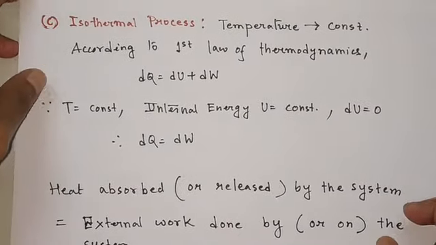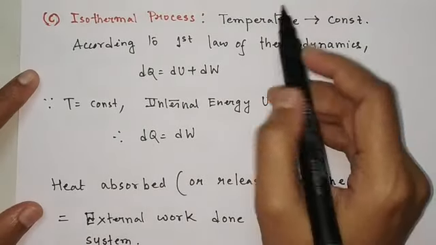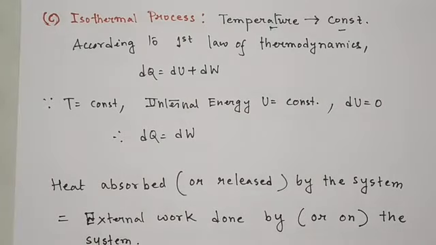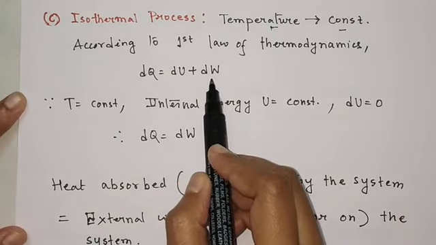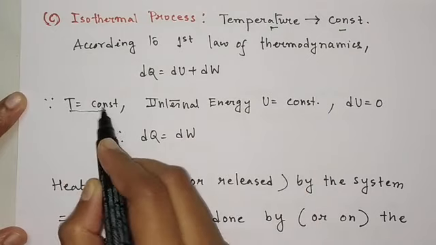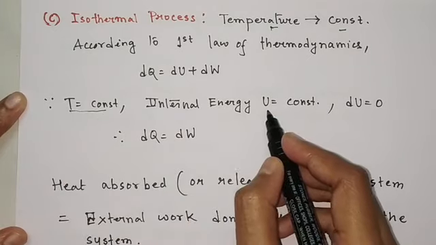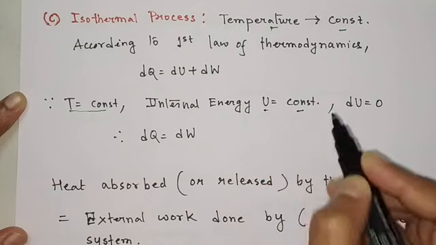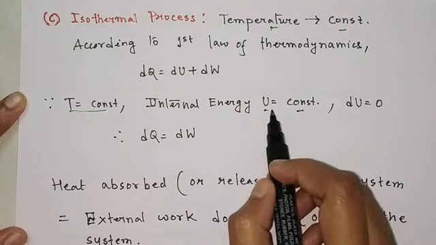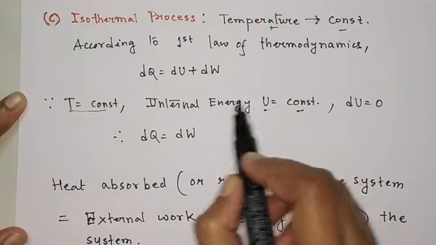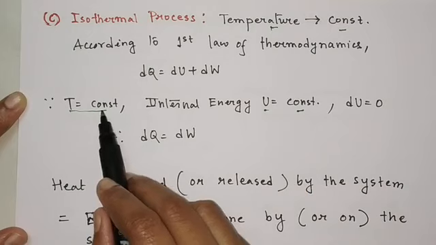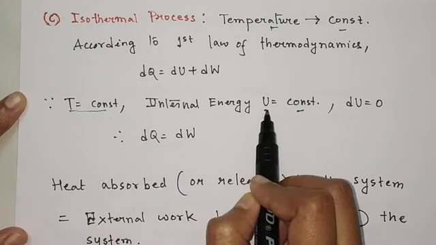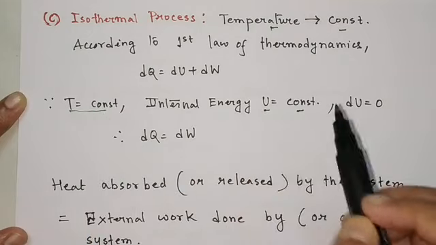The next process is the isothermal process. For the isothermal process, we know the temperature is constant. According to the first law of thermodynamics, again dq equals du plus dw. As temperature is constant, the internal energy will be constant, because in general the internal energy is a function of temperature. So if there is no change in temperature, then the change in internal energy will also be 0. That is, the internal energy is constant.